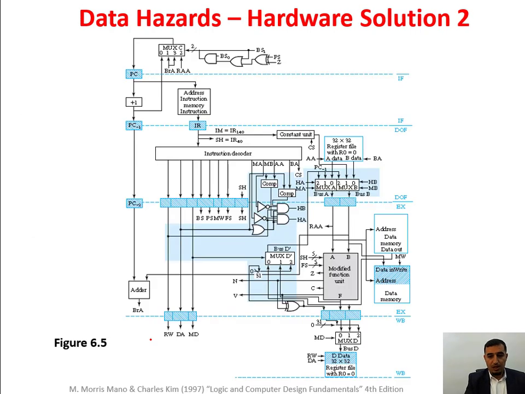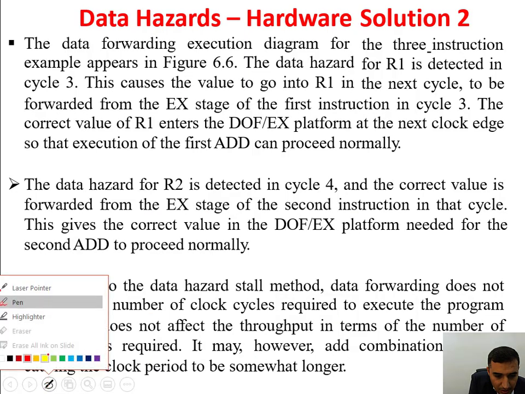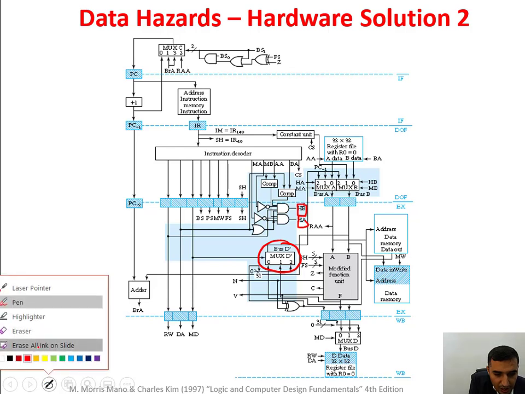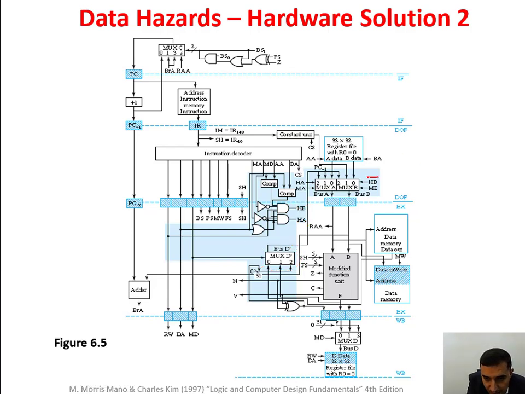Now, the second solution is basically the forwarding. In the forwarding, we are going to have a copy of mux D over here, earlier. Once we have HA or HB presented, what will happen? We have HA as a new address for mux B, and HB for mux A. And we have a new value coming through mux D prime.